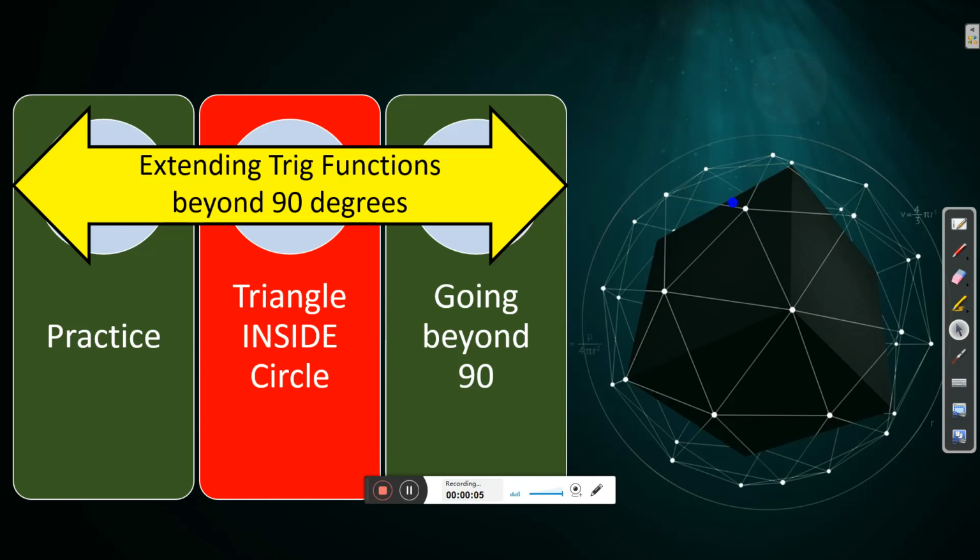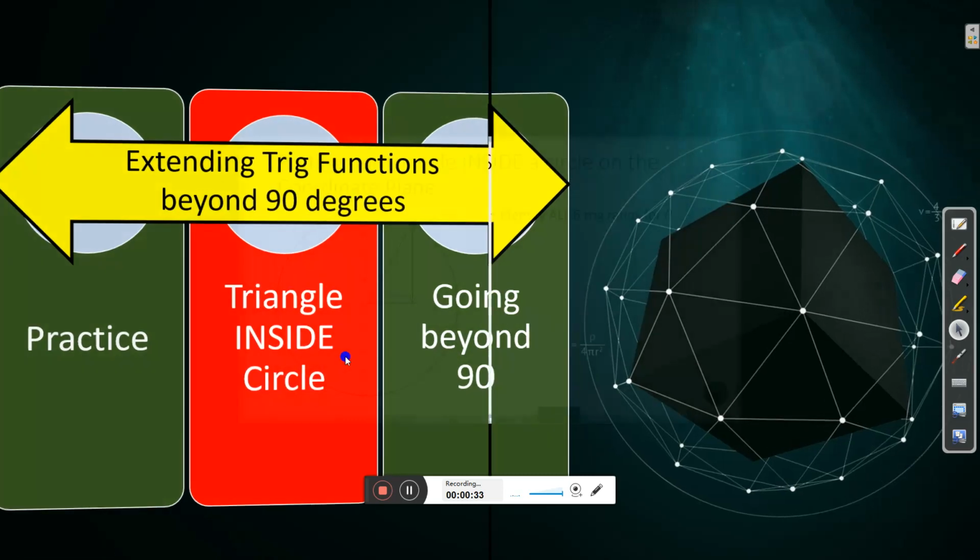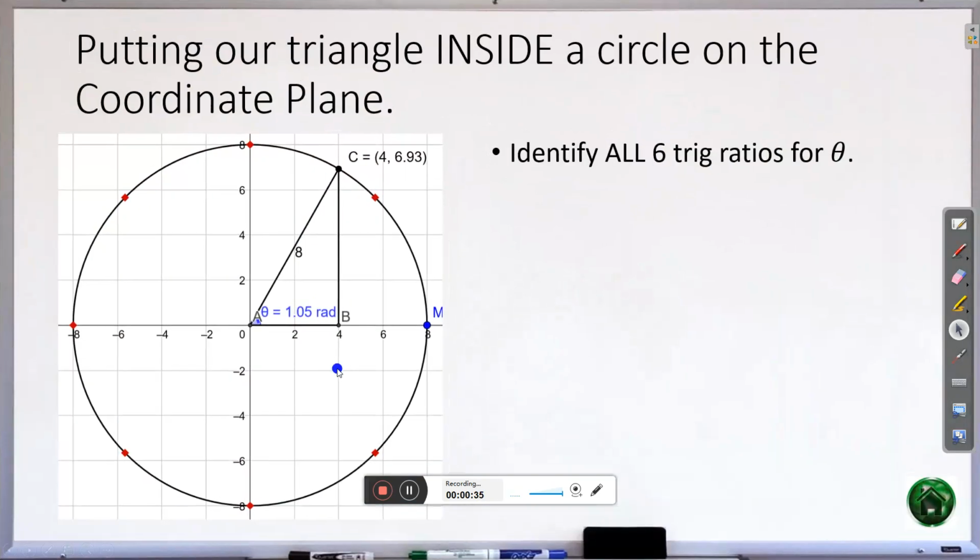In this video, we're going to take a look at what it takes to extend our trig functions beyond 90 degrees. Usually those only work up to 90 degrees because if you go past 90 degrees, you won't have a triangle anymore. So to figure this out, we first have to put our triangle inside a circle. So first let's take a look at what that is, and then we'll be able to go beyond 90 by extending our triangle inside of the circle.